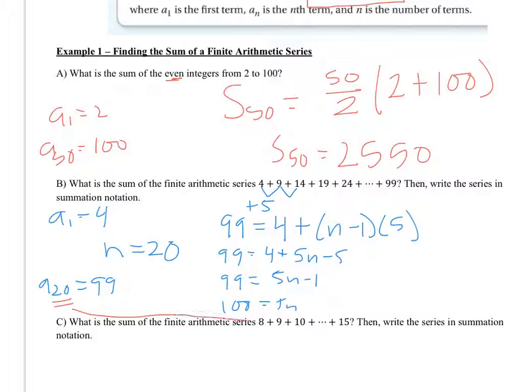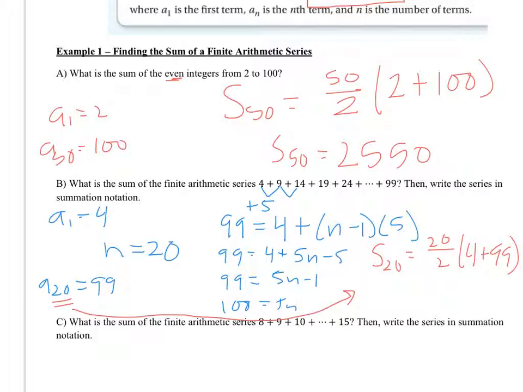I need to know this in order to figure out my sum. So I'm going to do my sum right over here. With that other formula, we have S sub 20, the sum of the 20 terms, where n is 20, divided by 2, times your first plus your last term.